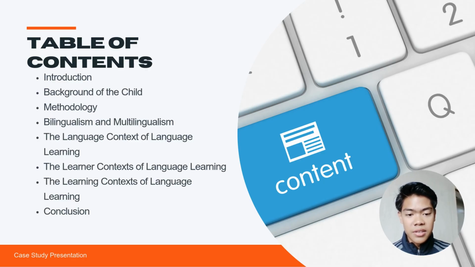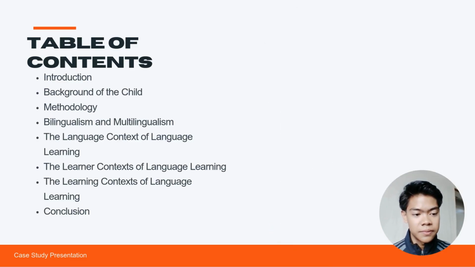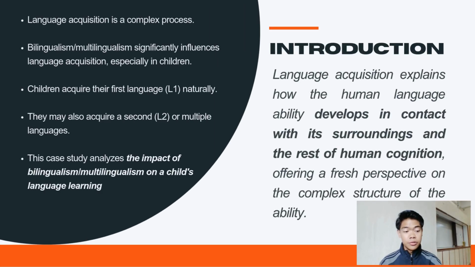What I emphasize here is four things. Just as I have mentioned before, the first is bilingualism and multilingualism. The second one is that I will be emphasizing the language content of language learning. The third one is the learner context of language learning. And the last one is the learning context of language learning. And then I will be summarizing all of these contents in one form of conclusion, which will be presented shortly after this. So now we have moved on to the first content, which is, of course, the opening of today's case study analysis, the introduction.